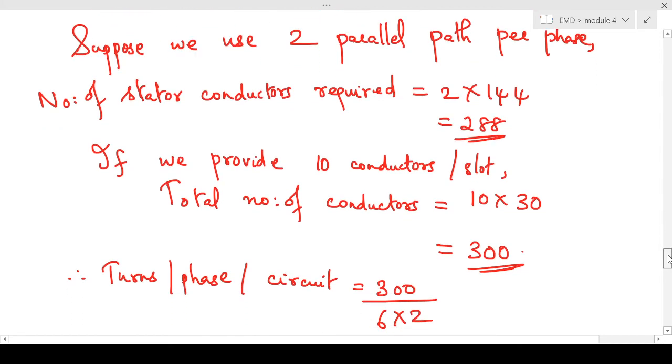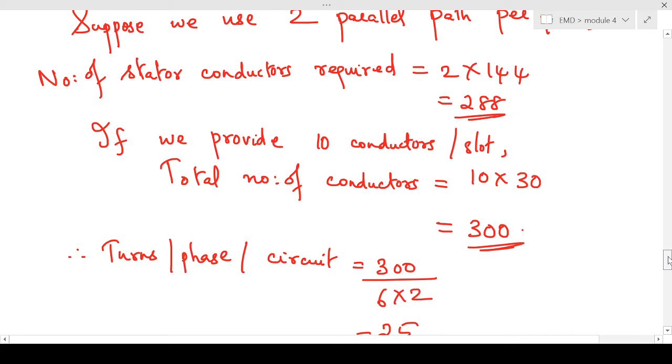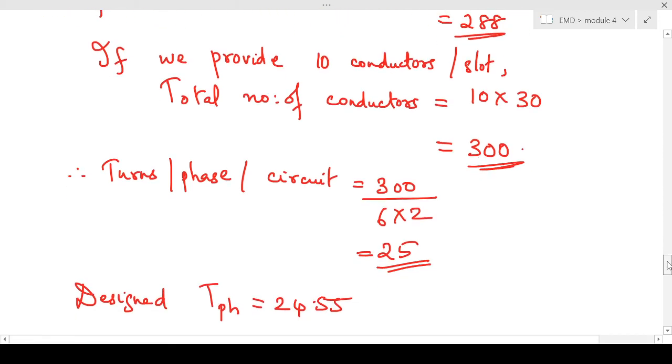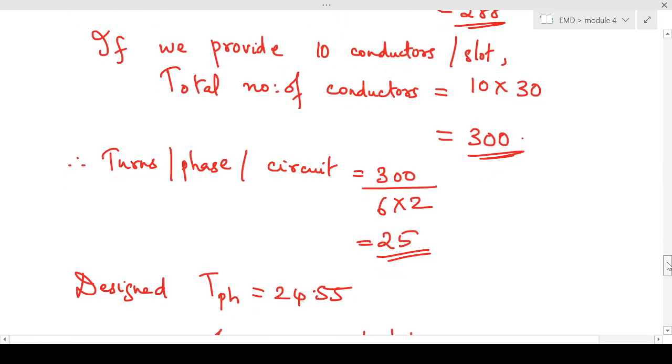Next we will see what is the turns per phase per circuit. That is equal to the total number of conductors, 300, divided by 6 gives the value of turns per phase, and per circuit means per parallel path, so that is divided by 2. So we'll get the value of turns per phase per circuit as 25.